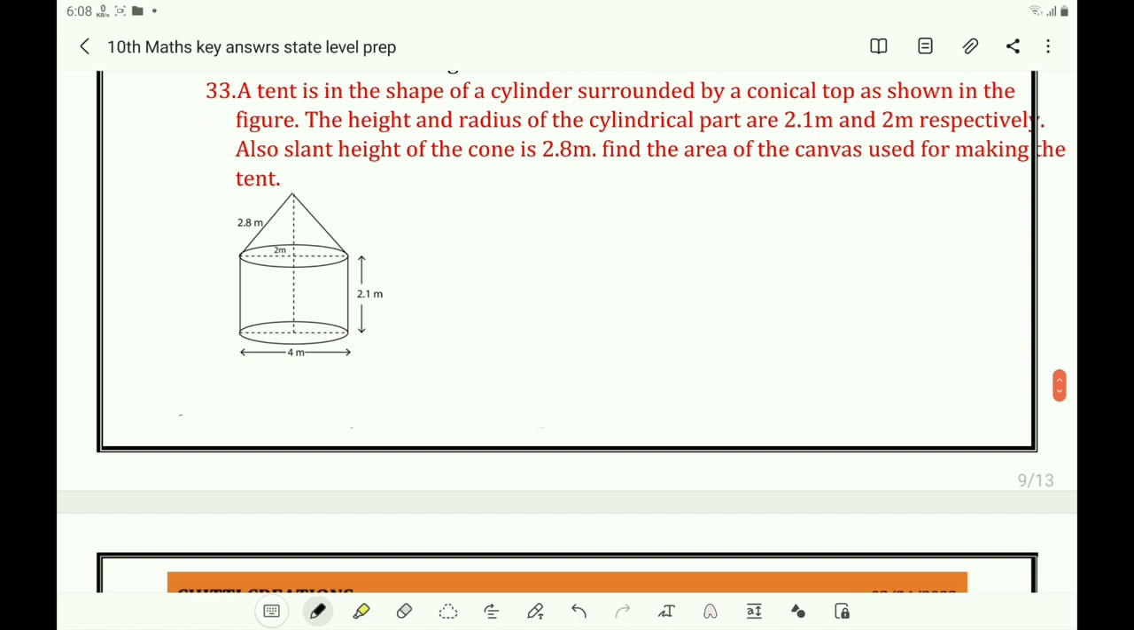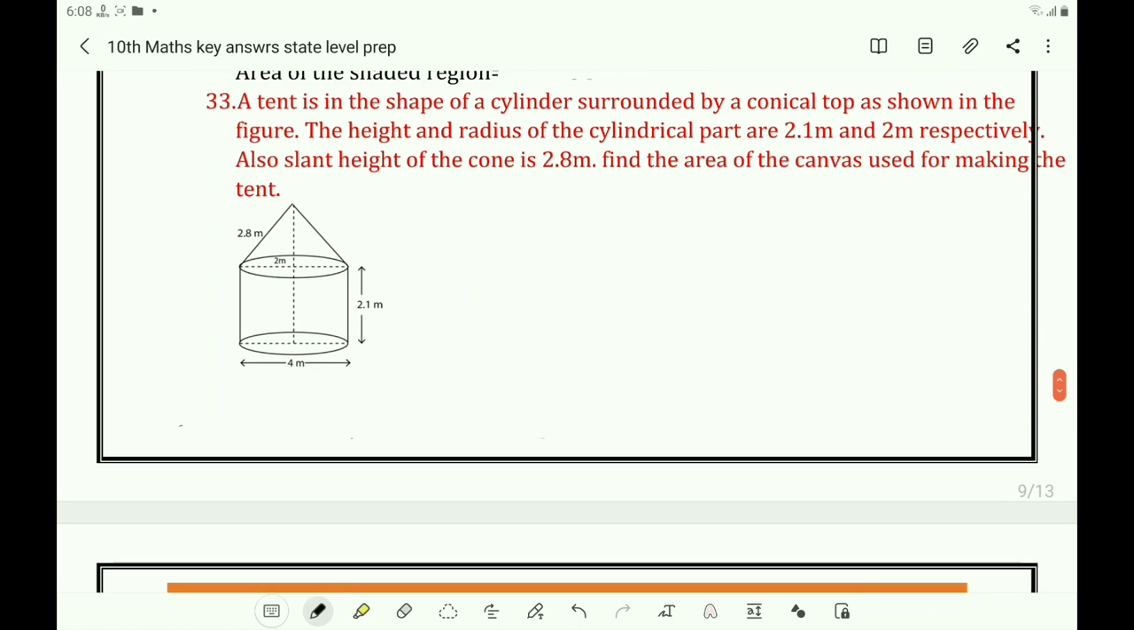Next you take question number 33. A tent is in the shape of a cylinder surmounted by a conical top as shown in the figure. The height and radius of the cylindrical part are 2.1 meter and 2 meter respectively. Also, the slant height of the cone is 2.8 meter. Find the area of the canvas used for making the tent. Here is a tent. The tent's upper portion is conical in shape and the lower portion is cylindrical in shape.